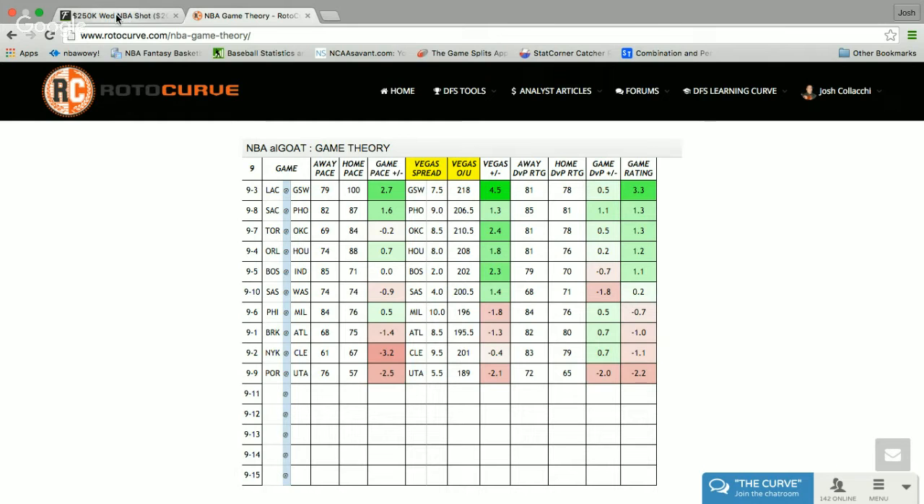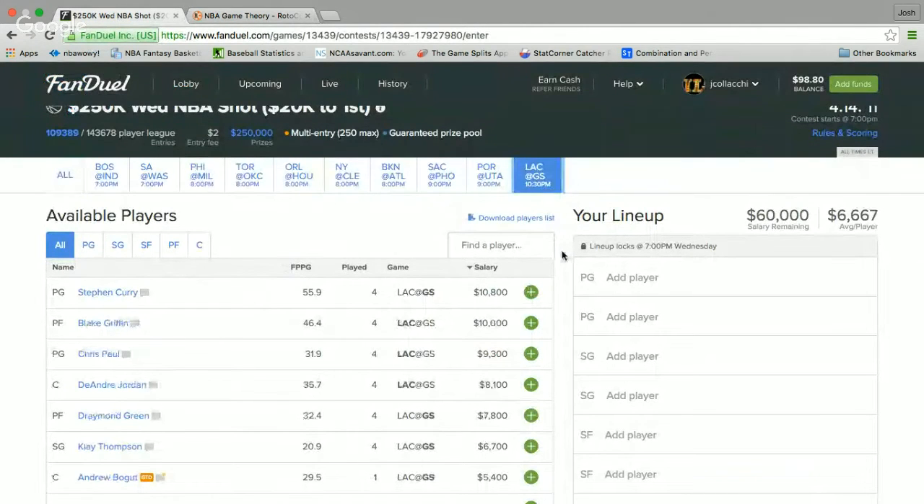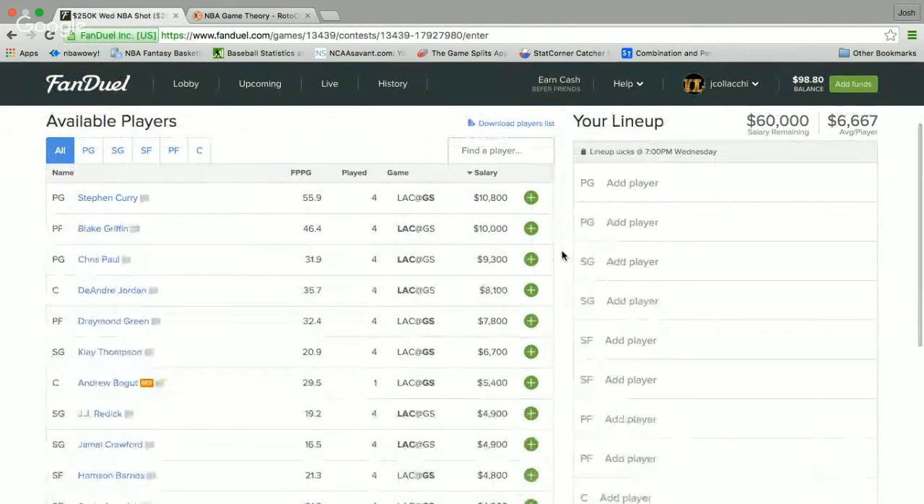When you find the games you want to target, I go back to FanDuel and make my cash lineup. This is where all the magic happens, because in the highest game that you would look at, you want to find the best player in that game. Is it Stephen Curry going against Chris Paul? You can look at a whole bunch of different numbers. You can find those on RotoCurve, or pretty much anywhere, like Basketball Reference, to find your matchups. RotoCurve also has DVP that you can use as well.